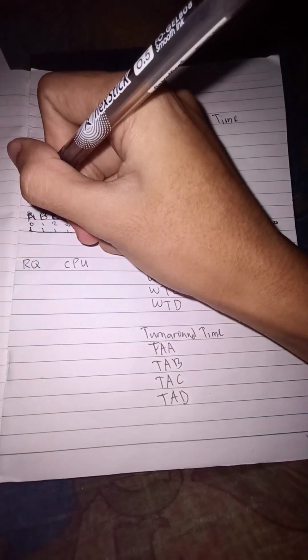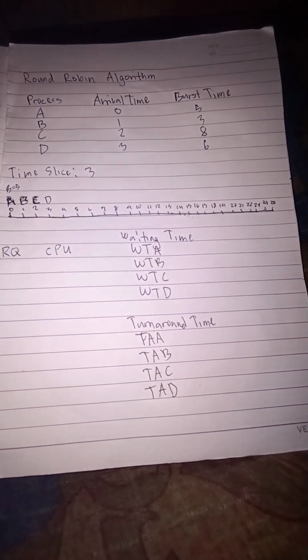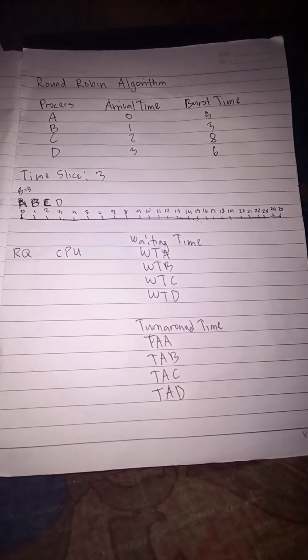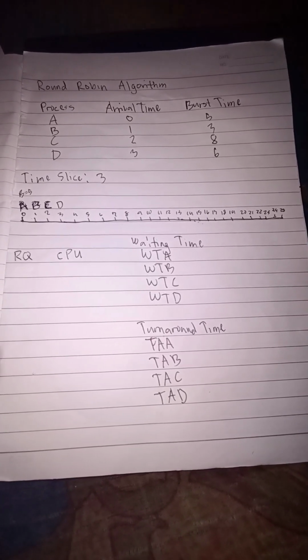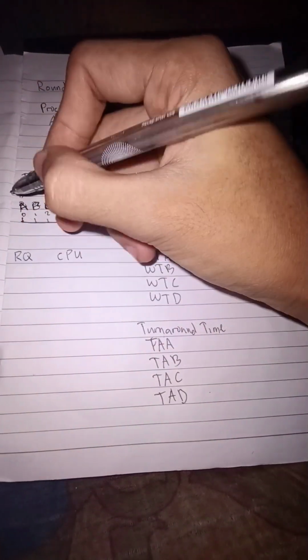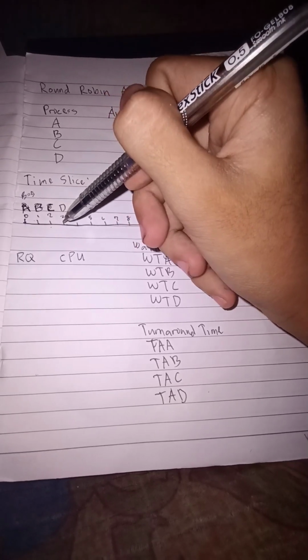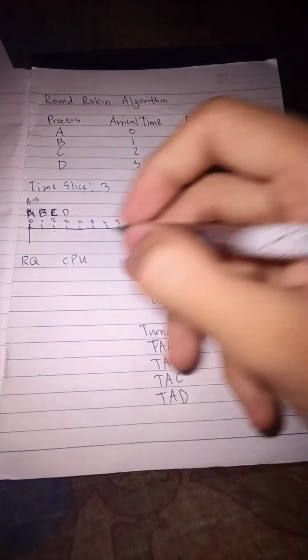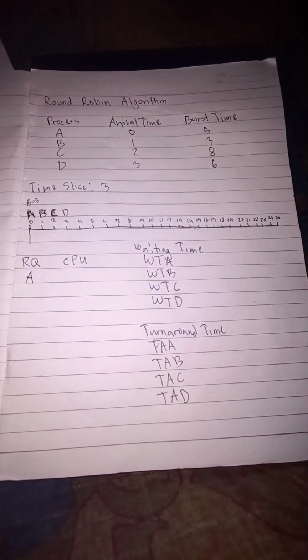So now let's start the process. A has a burst time of 5. Since we only have a time slice of 3, we are only going to count to 3. So let's start from 0, 1, 2, and 3. So A will be put in the ready queue.